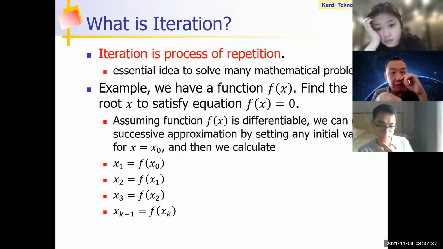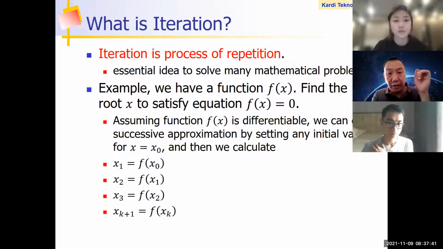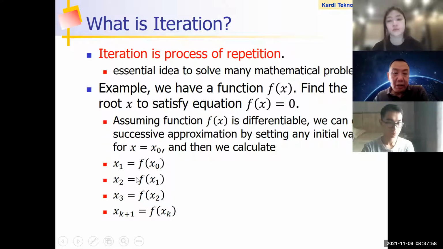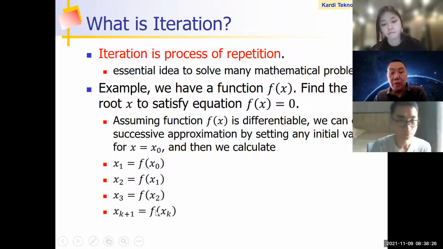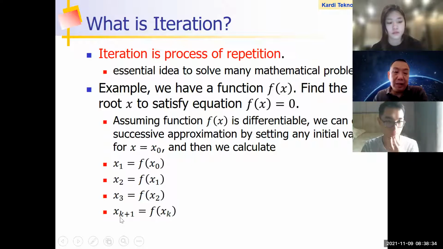Now, assuming the function is differentiable, meaning that you can take the derivative, you can create an approximation by setting any initial value. For example, first you set x equal x0, then you calculate x1 equal to f of x0, and then x2 is equal to f of x1, x3 is equal to f of x2, and so on. This is the general formula: f(xk) will be equal to x(k+1). When will we stop? You will stop when xk is almost equal to x(k+1).